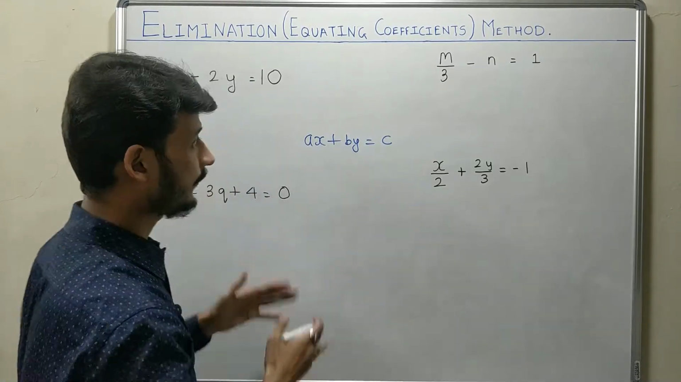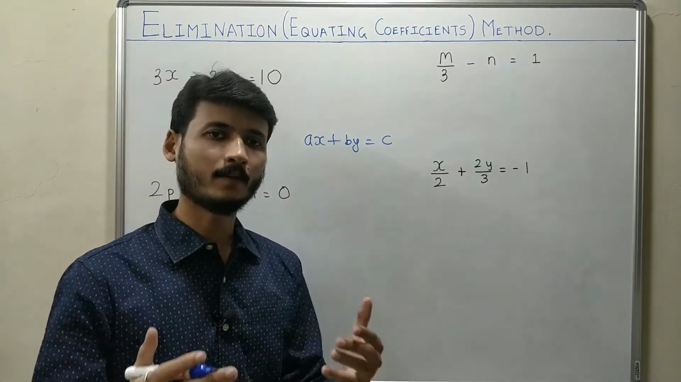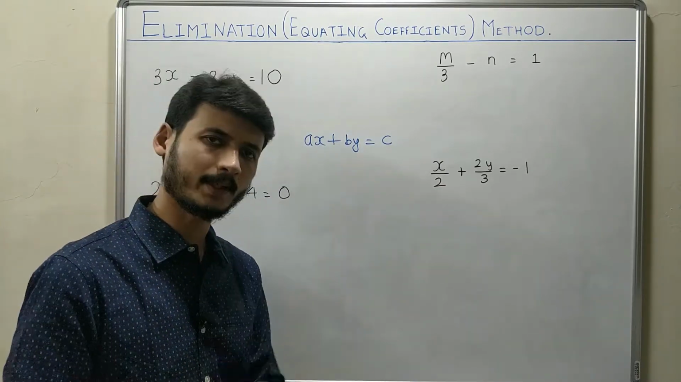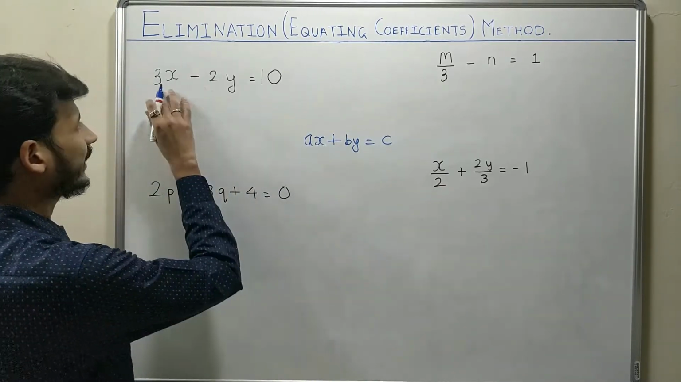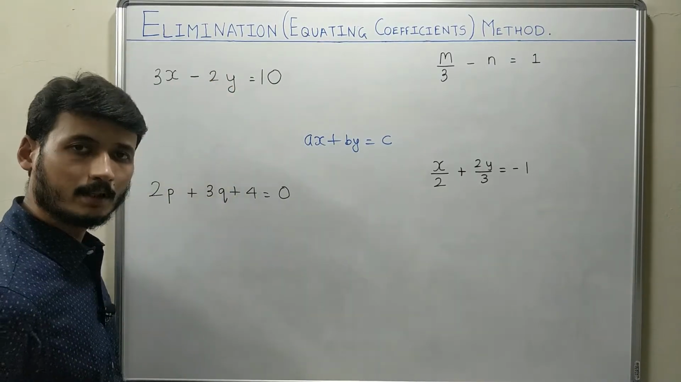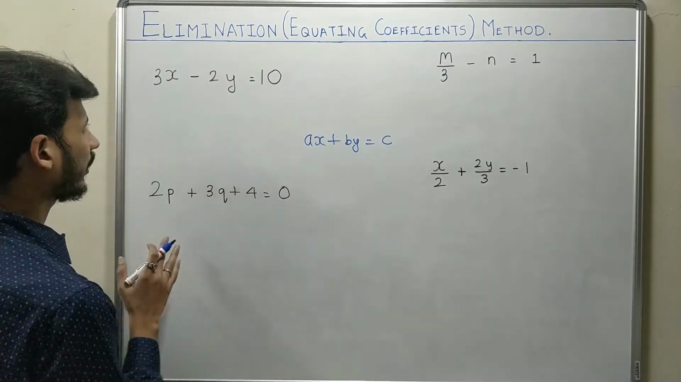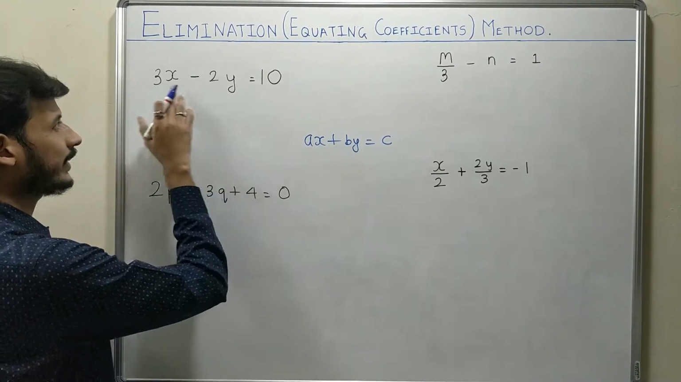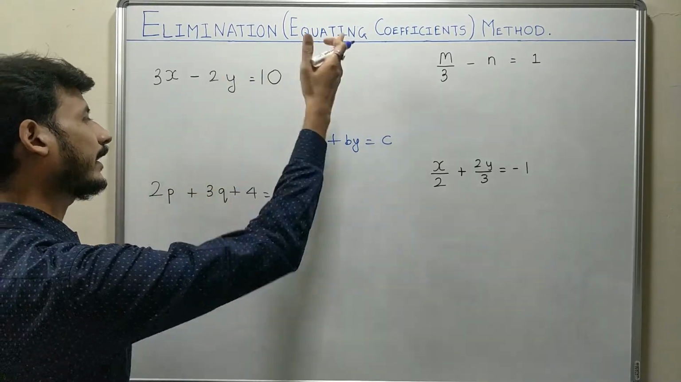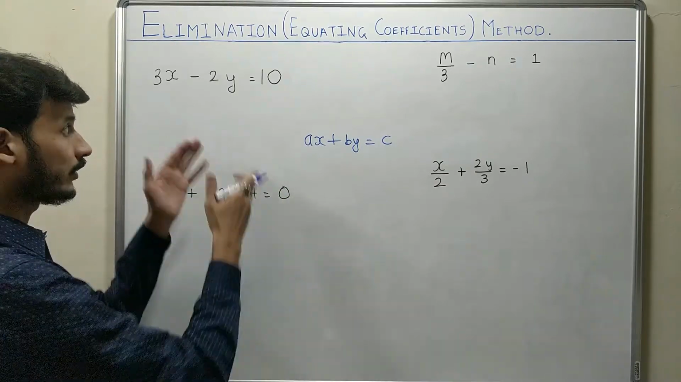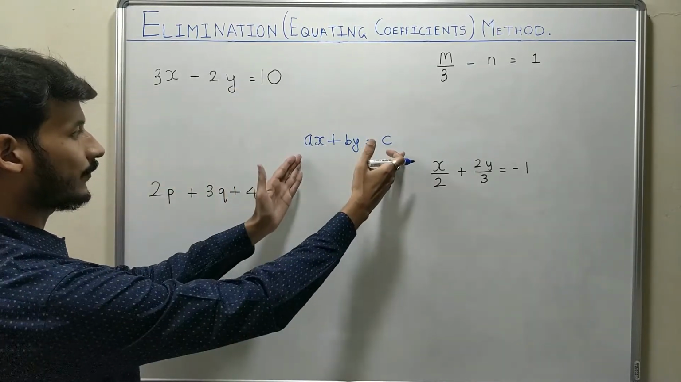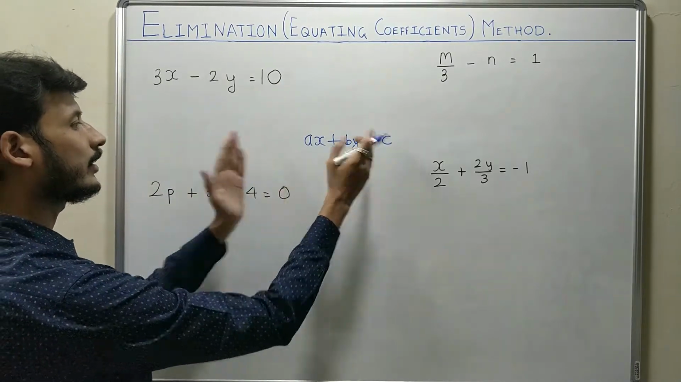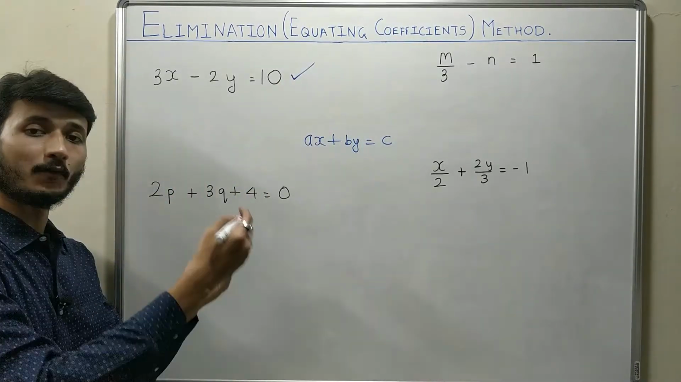Let's check. Now we have taken 4 different examples and we will see whether these examples are in this form or not. If not, we will bring it in that form. So 3x minus 2y is equal to 10. That's our first example. Now let's check. On the left side of the equal to sign, are there variables? Yes, there are variable terms x, y, and on the right side of the equal to sign we have a constant term. So 3x minus 2y is equal to 10 is already in this form. So very good. Let's move on to the second one.